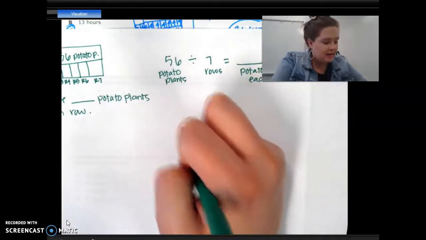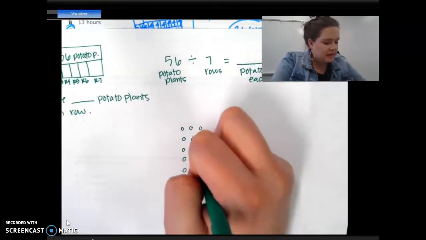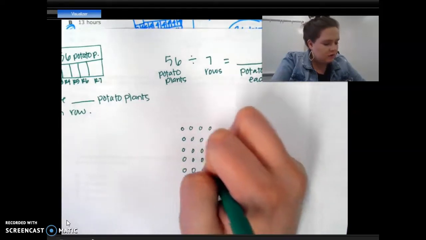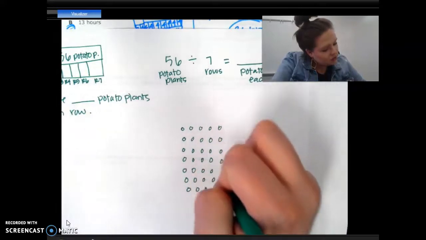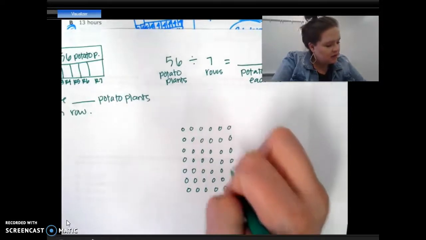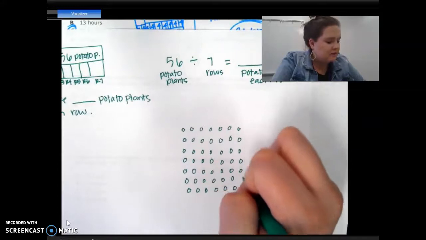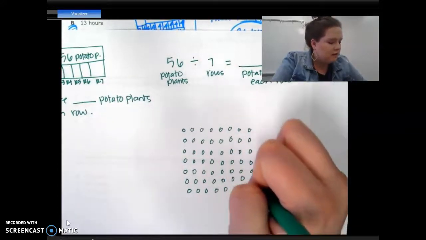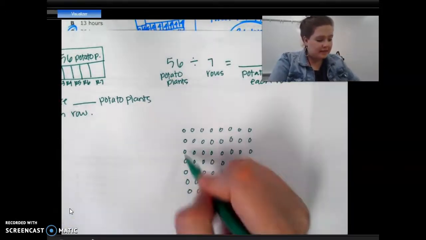8, 9, 10, and so on, counting all the way up through 54, 55, 56. There's 56, and I've made my array. I have my 7 rows.